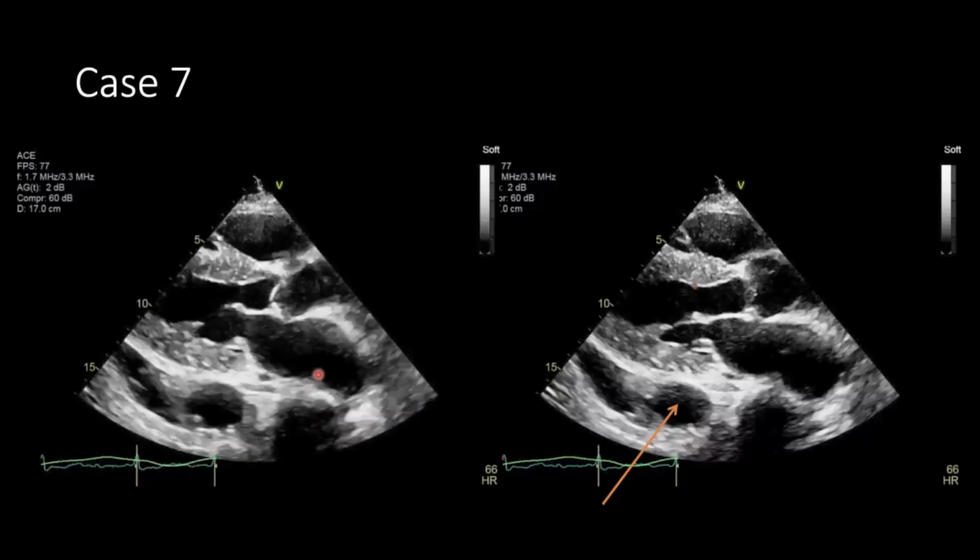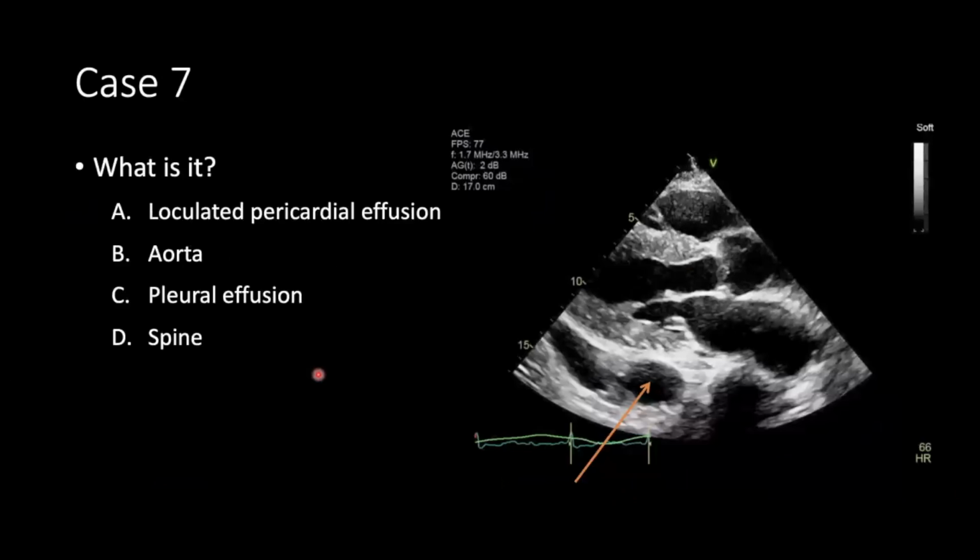So let's move this along. Okay, so what do we think it is then? Is it a loculated pericardial effusion? Is it the aorta? Is it a pleural effusion? Or is it the spine? I could add an E, I'm not really sure. It could be multiple things.